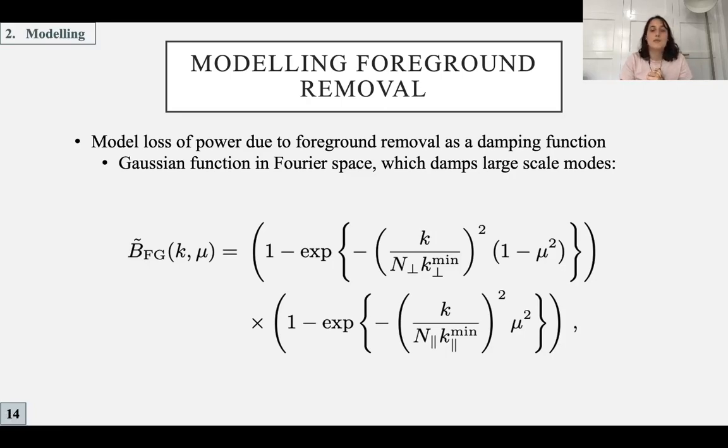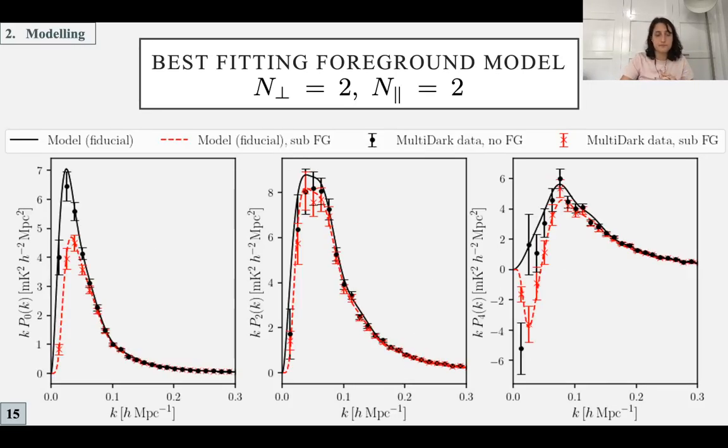But we also have these parameters n perpendicular and n parallel, which determine how much of these scales is being damped. So if n parallel and n perpendicular are bigger, that means a lot of power is being damped. And we find, just with a simple fit, that the best fitting values for these parameters are n perpendicular equals 2 and n parallel equals 2. And you can see here now that if we include this foreground damping model, our model fits the foreground removed data actually quite well.